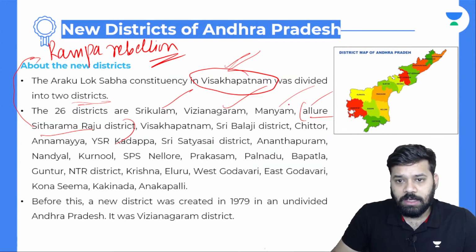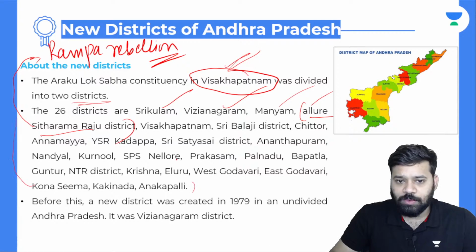Srikakulam, Vizianagaram, Manyam, Alluri Sitaram Raju district, Visakhapatnam, Sri Balaji district, Chittoor, Annamayya, YSR Kadapa, Sri Satya Sai district, Anantapuram, Nandyal, Kurnool, SPS Nellore, Prakasam, Palnadu, Bapatla, Guntur, NTR district, Krishna, Eluru, West Godavari, East Godavari, Konaseema, Kakinada, and Anakapalli. All these are the 26 districts.